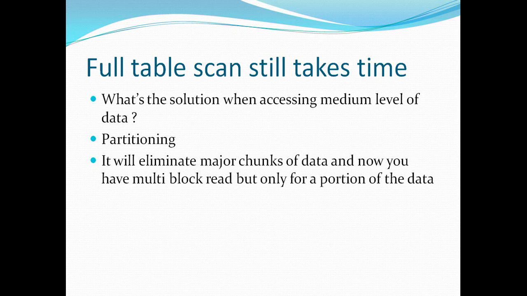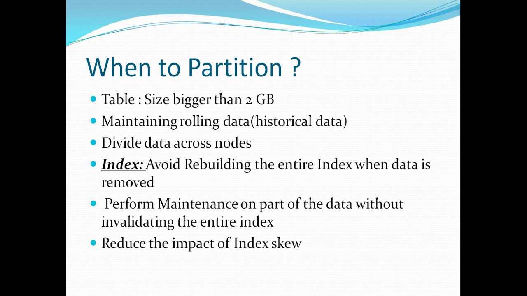Now we know when the Oracle optimizer chooses to use an index, and when it chooses to use a full table scan. When we are accessing a very small amount of data, it uses an index. If you want to access a huge amount of data, it uses a full table scan. But how do we decide when we want to partition a table or an index? How do we categorize a table or an index as too big, and now is the time to partition it? We are going to learn that now, when we should partition.